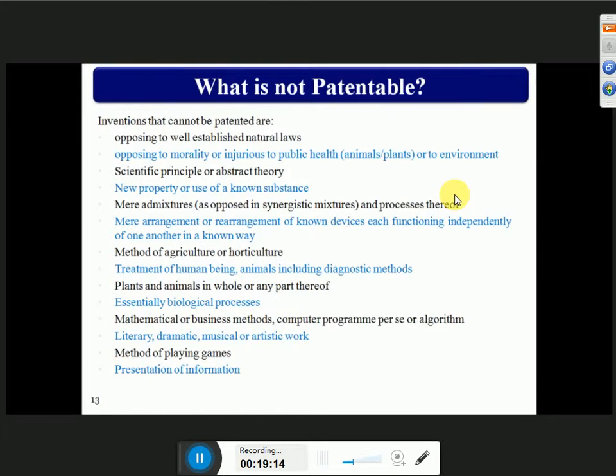Why? Because suppose haldi, that was patented in the US, but after some time a case was filed in the US that haldi cannot be patented because the Indian Ayurveda system was already using haldi in various places and for various purposes. Hence the US Patent Office has also declared that natural things cannot be patented, right? So those are the things that are not patentable.